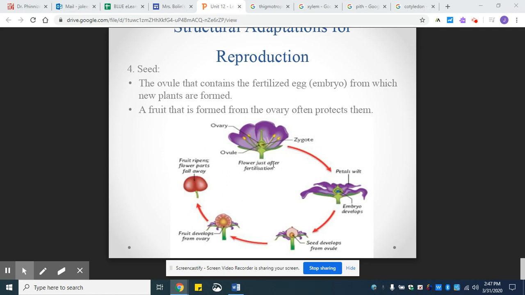Flower just after fertilization, and then the pistil wilts, the petals wilt, the embryo develops, the seed develops from the ovule, the fruit develops from the ovary, and then the fruit ripens and the flower parts fall away.